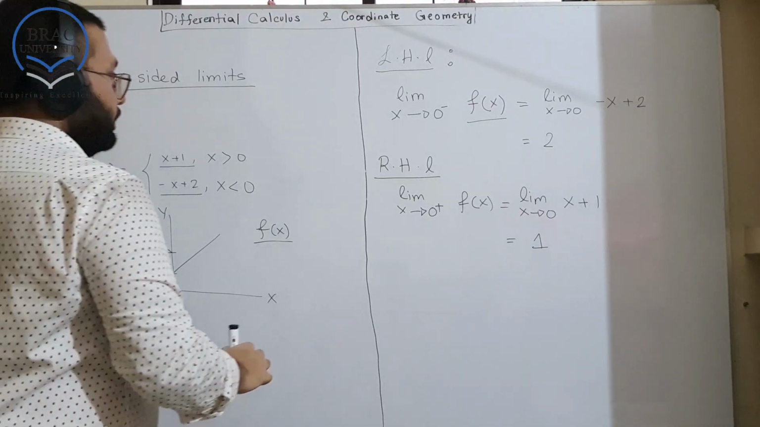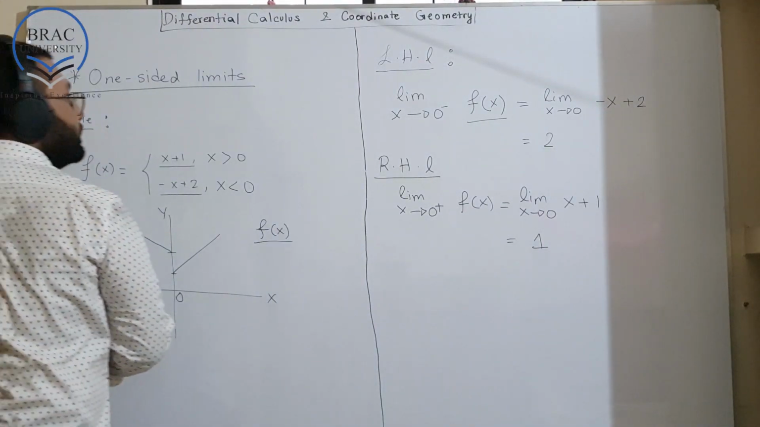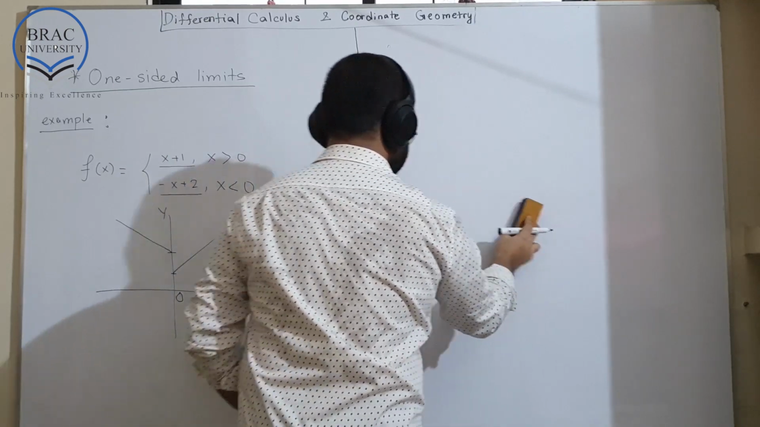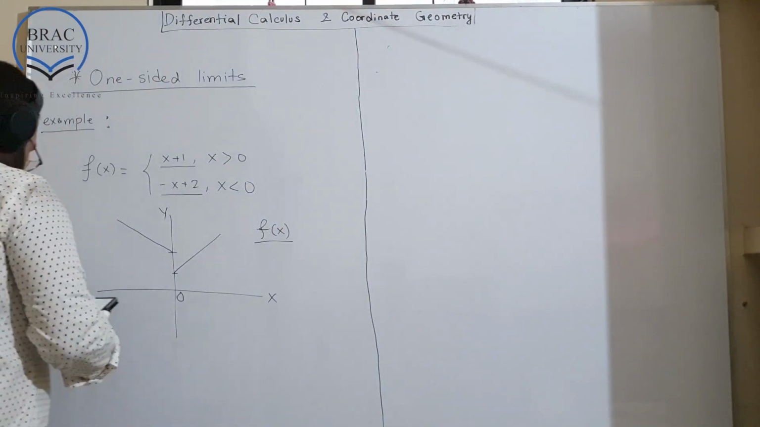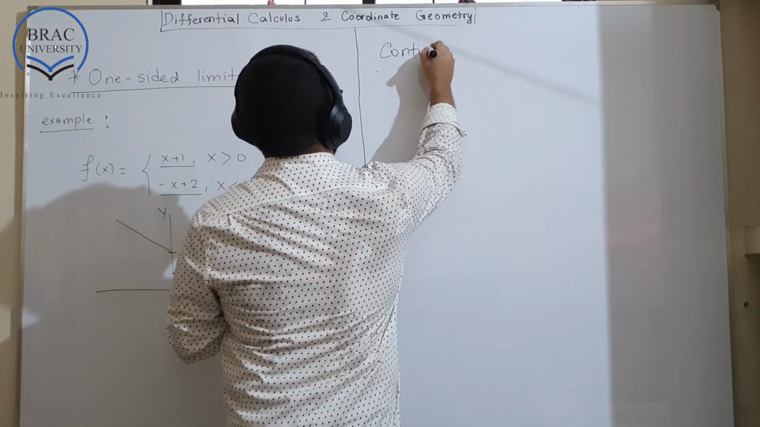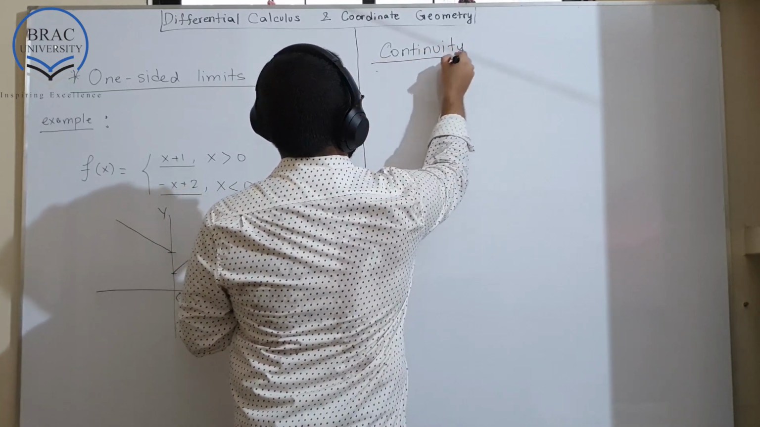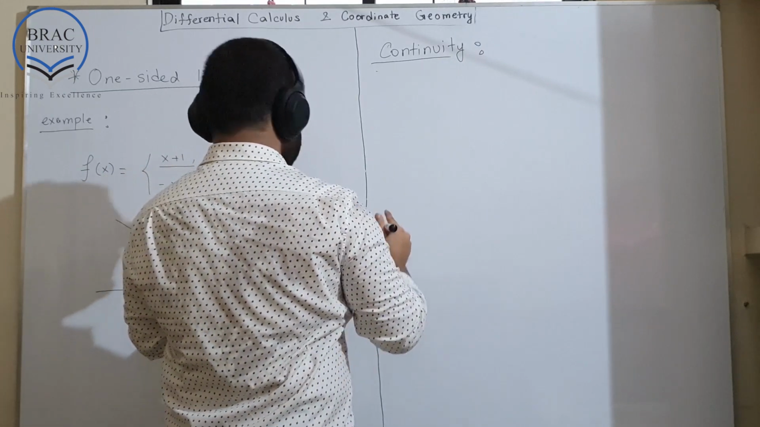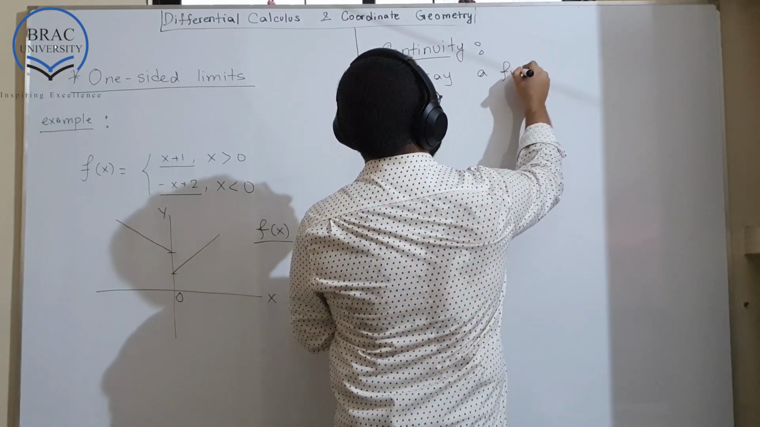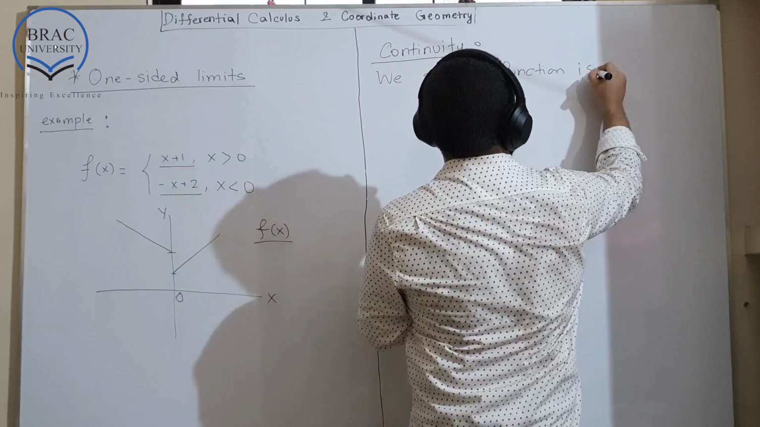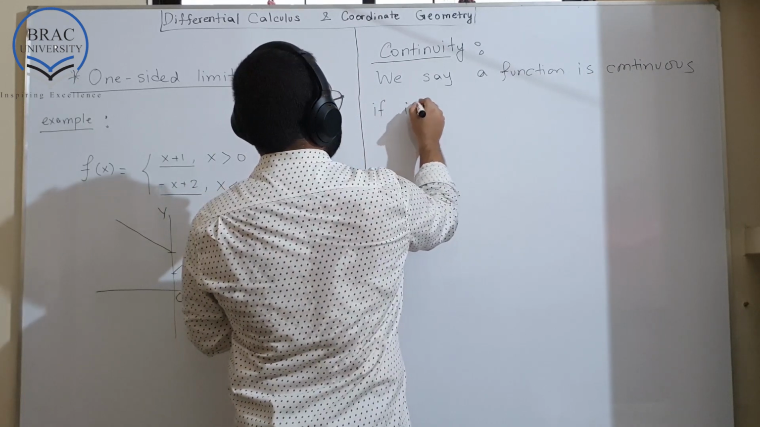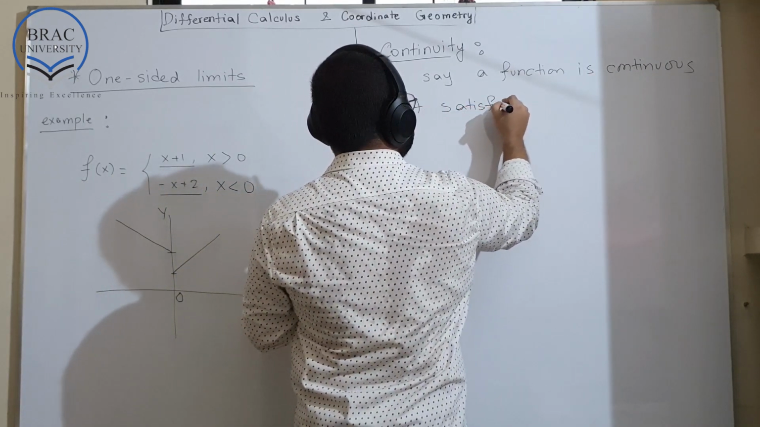Let me erase this part. Continuity. We say a function is continuous if it satisfies the following three criteria.